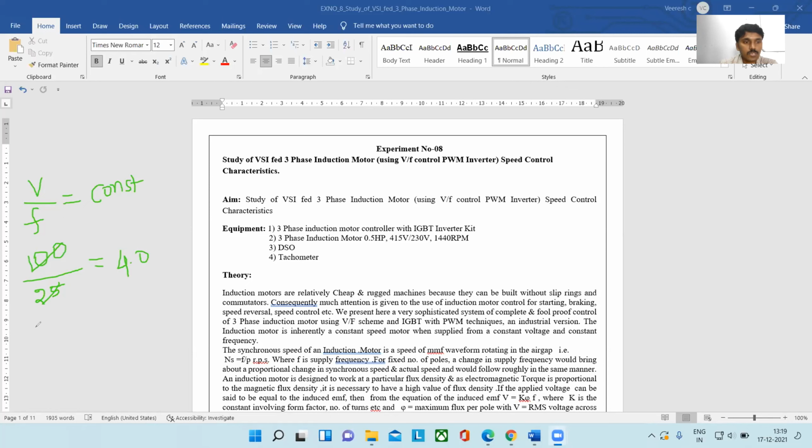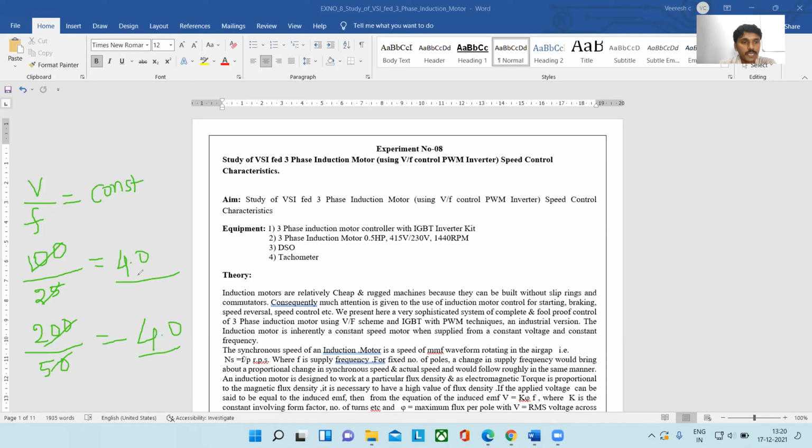Again, I'm changing the voltage, for example, 200 volts, and again I'm changing the frequency, for example, 50 hertz. So here, what is the value of V by F? 200 by 50 is equal to 4.0. Means we are changing the voltage and frequency, but the ratio should become a constant. The ratio we are getting is the constant 4.0, like this.